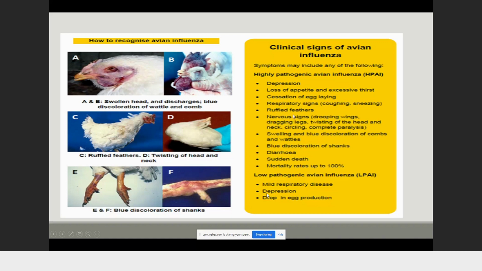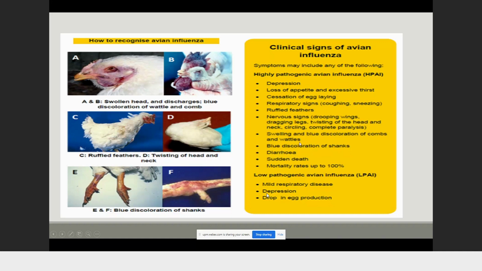And you see here, this is quite characteristic in highly pathogenic avian influenza. The chicken will show nervous signs, drooping of the wings, dragging of the leg, twisting of the head and neck, circling, and complete paralysis. There's also occurrence of swelling and blue discolorations of the foam and waters, blue discolorations of the shanks, okay, shanks here, and diarrhea.